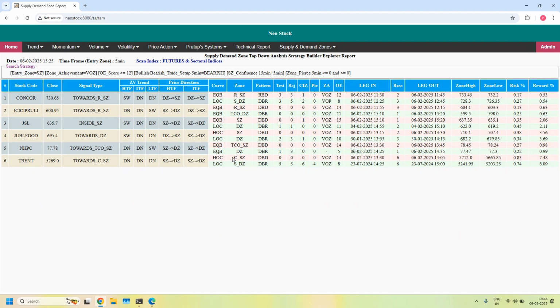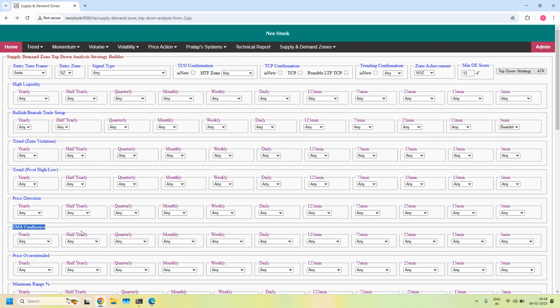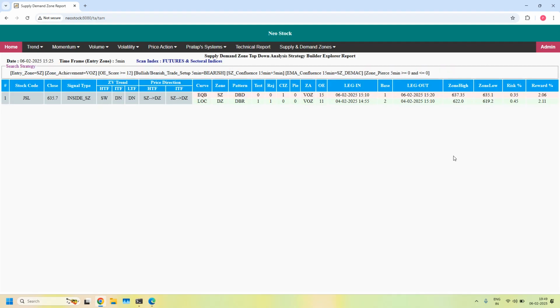In these 6 stocks, these 5 minute supply zones are overlapped with 15 minute supply zone. And 15 minutes trend, ITF trend, is down in all these stocks. Out of these 6, if any of these 15 minute supply zones are having daily EMA, then these 5 minute supply zones are even more high probability trade setup supported zones. Let's verify. In the EMA confluence at 15 minutes time frame, 15 minute supply zone having daily EMA confluence or not, we are verifying. One stock we filtered. So this could be even more high probability trade setup.